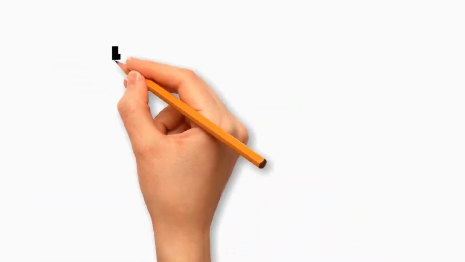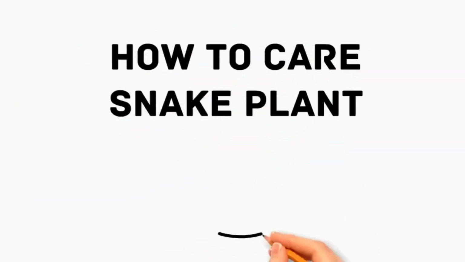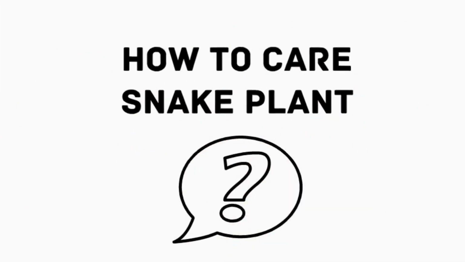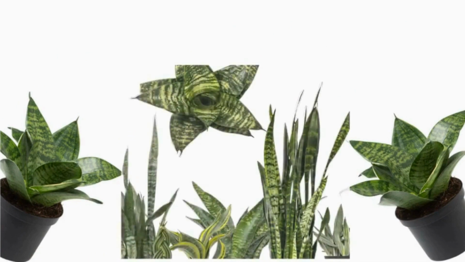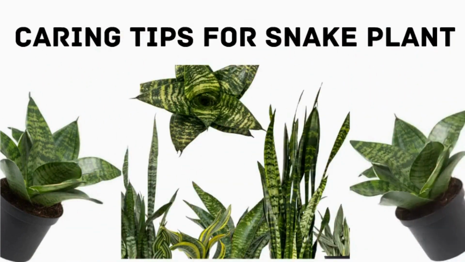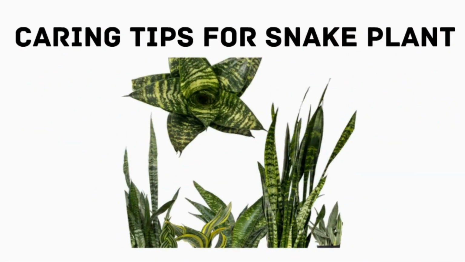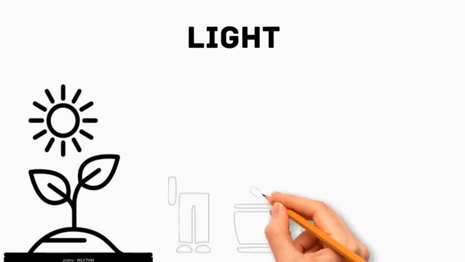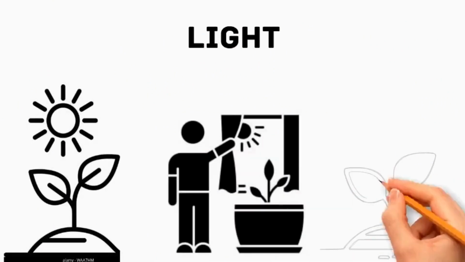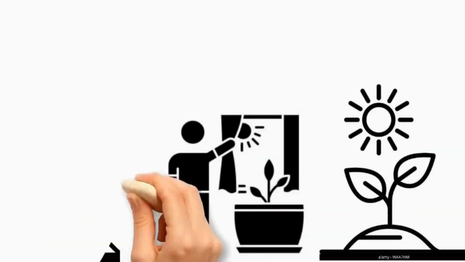It is important to know how to care for a snake plant. We'll explore the simple yet effective steps to ensure your snake plant thrives, from choosing the right location to maintaining its health with minimal effort. These are the tips for caring for snake plant. Let's discuss them one by one. Number 1, light. Snake plants thrive in a variety of light conditions, from low to bright indirect light. They can tolerate low light but grow best in moderate to bright indirect sunlight.